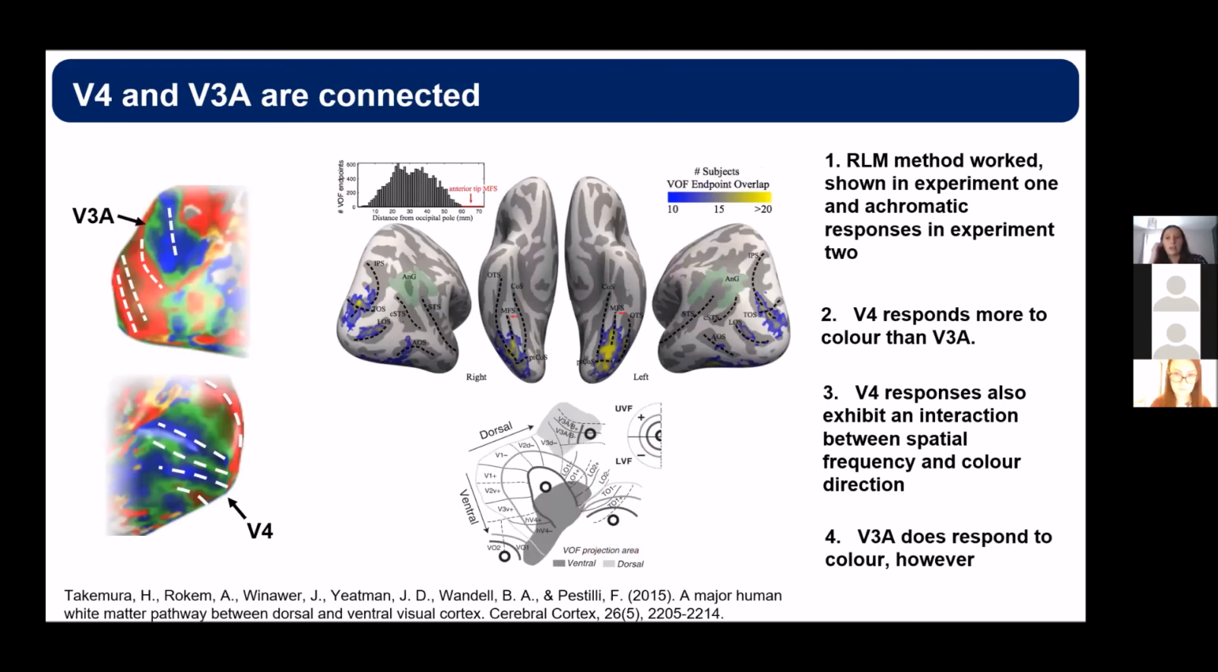Takimura and their colleagues found that there are strong white matter connections between V3A and V4, and that their responses to stimuli are linked. Thus, the colour response in V3A could be partly due to this connection with V4.